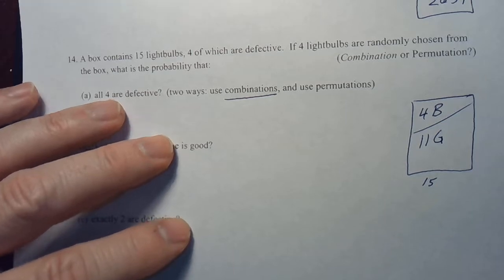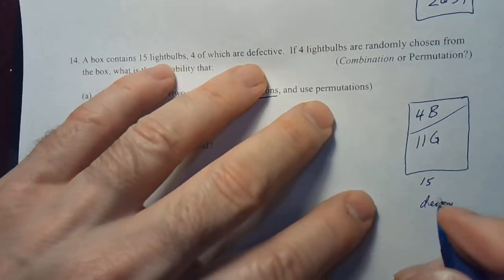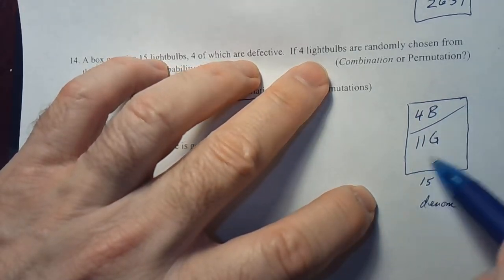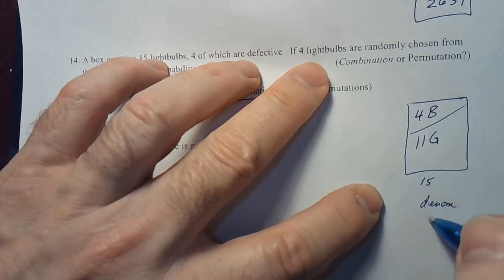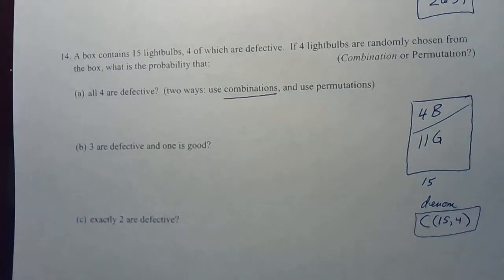Okay, so what's the denominator going to be? It's going to be the number of ways that you can choose 4 light bulbs out of this whole box. So it's going to be 15 choose 4. That's the denominator for the problems.